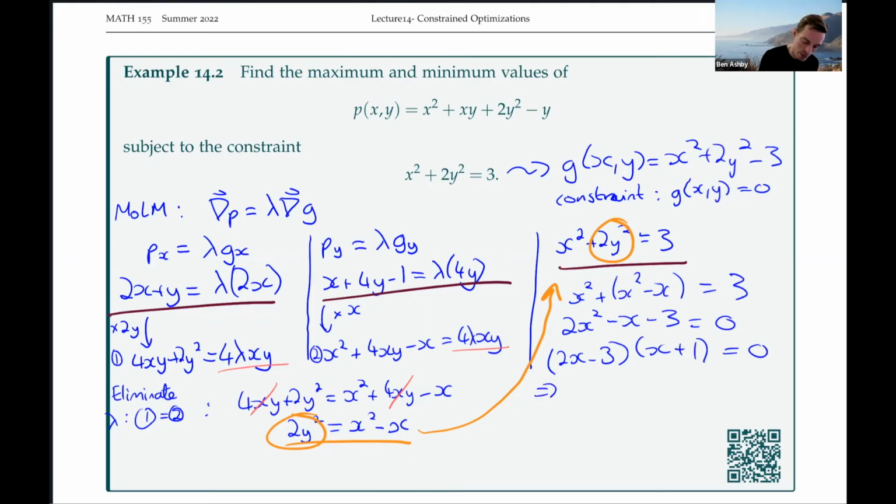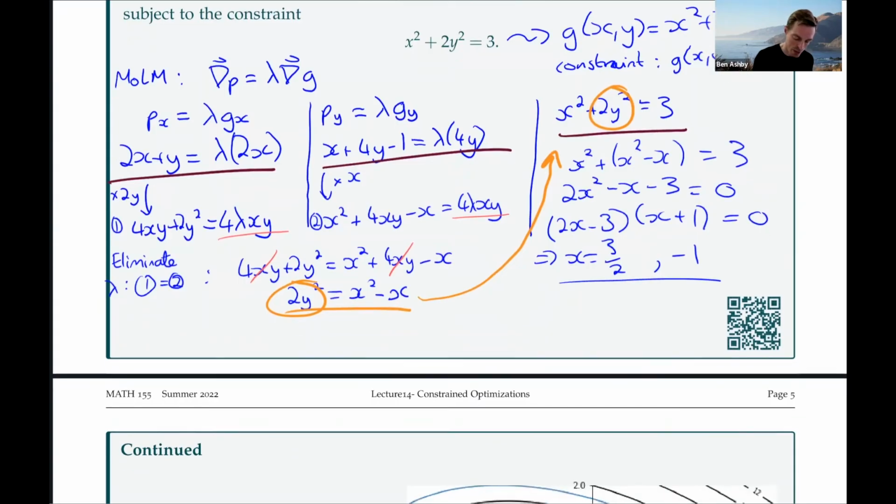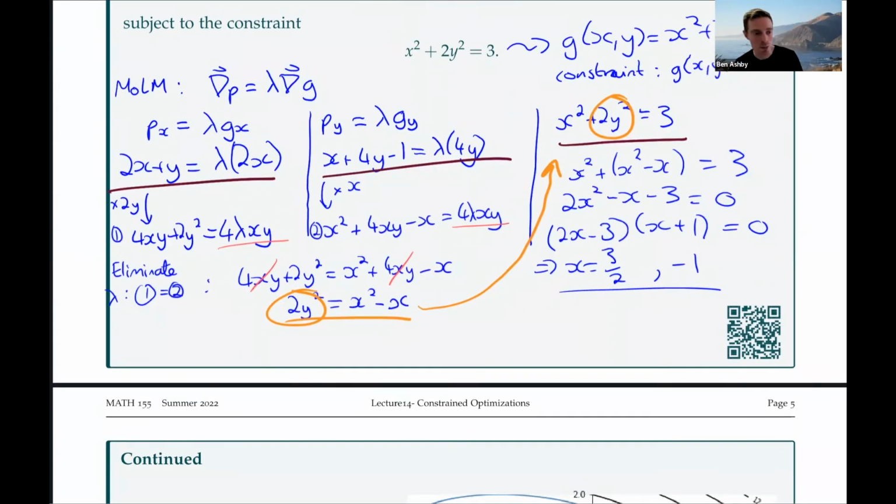So this gives us that x is equal to 3 over 2, or x is equal to minus 1. So we now have two values here, so we can substitute these values in. Let me scroll down a little bit so there's a bit more space.